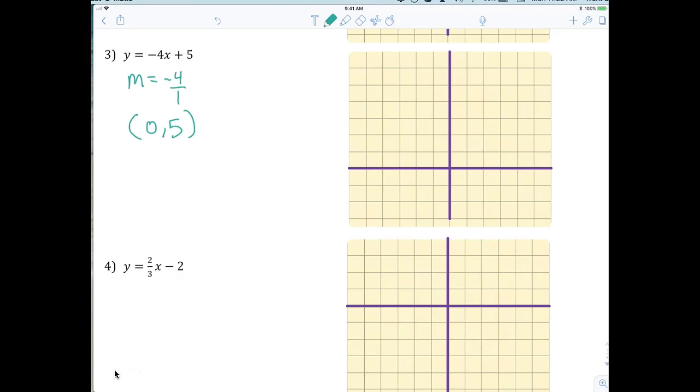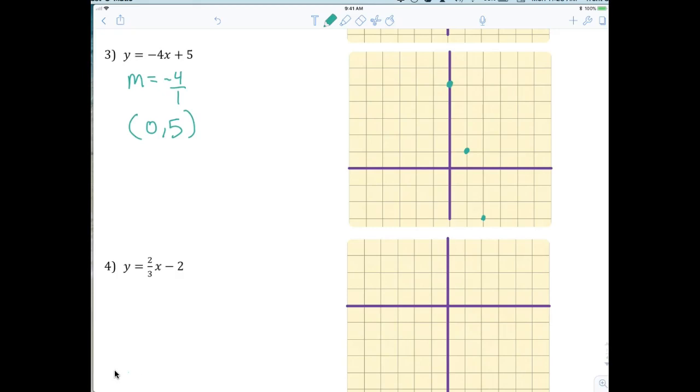So 0, up 5. 1, 2, 3, 4, 5. Everybody with me? Now, Sebastian, what do I do? Down 4 and 1 to the right. Down 4. 1, 2, 3, 4, and to the right 1. Now from there, I'm just going to do it one more time. Down 4, to the right 1. Is everybody okay with that?